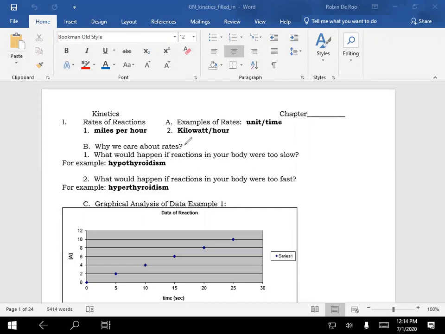Why do we even care about rates? Well, if something happens too slow in your body, for example hypothyroidism, then you're going to be ill if you don't take care of it. If reactions happen too fast in your body, that would be an example of hyperthyroidism, and that also could be detrimental.